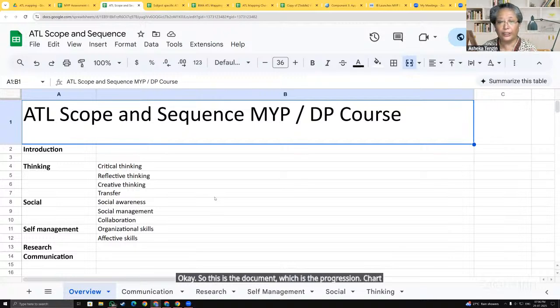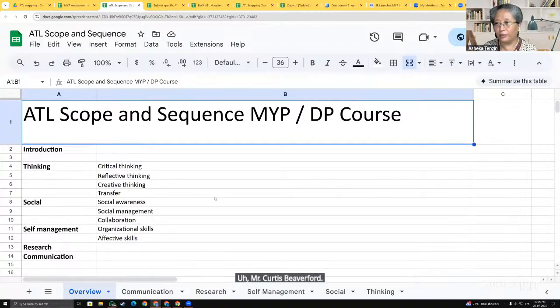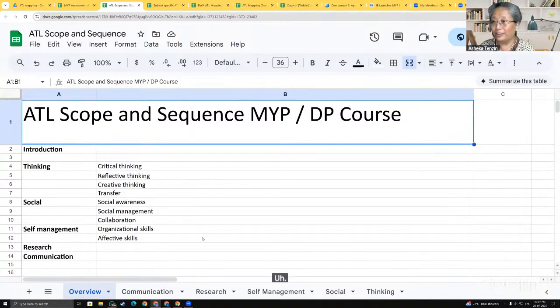Now this was shared with me by my mentor, Mr. Curtis Beaverford. He is a professor at Tamagawa University. He takes the IBEC program over there, online IBEC program. So he had shared this particular progression, or the scope and sequence, with me many years ago. And I know that he does share this with his students also.